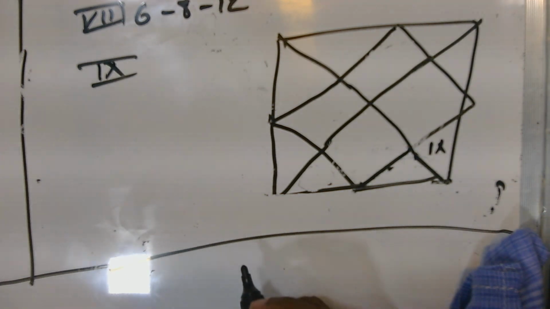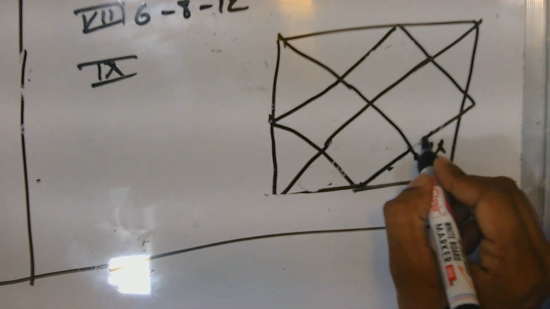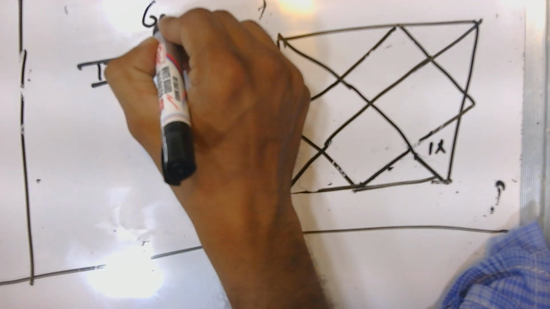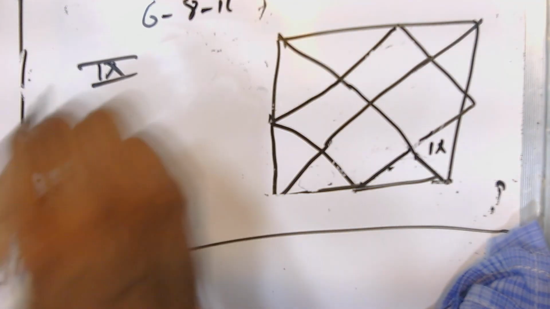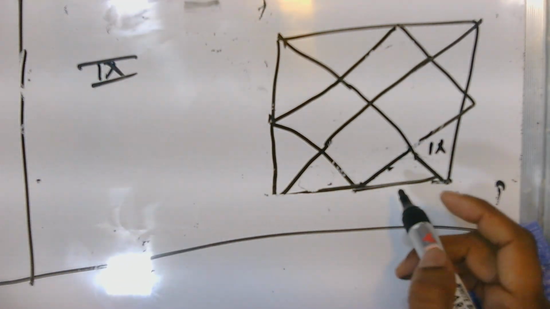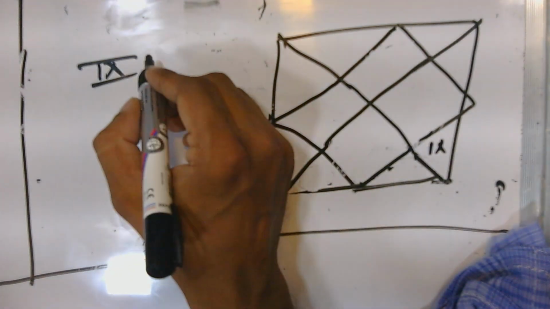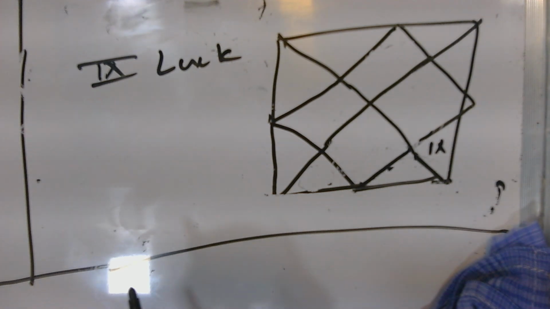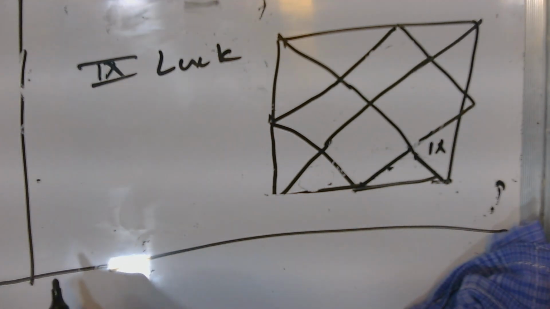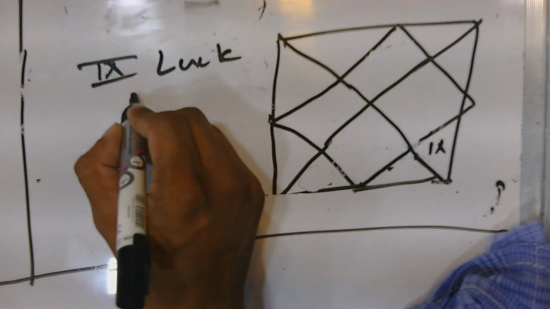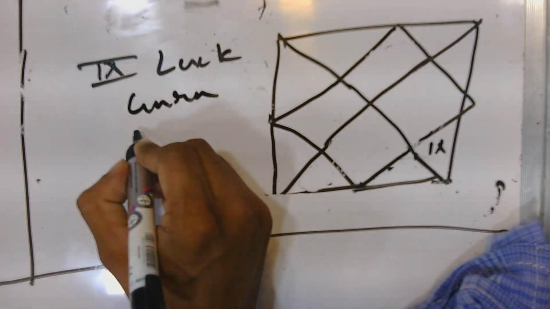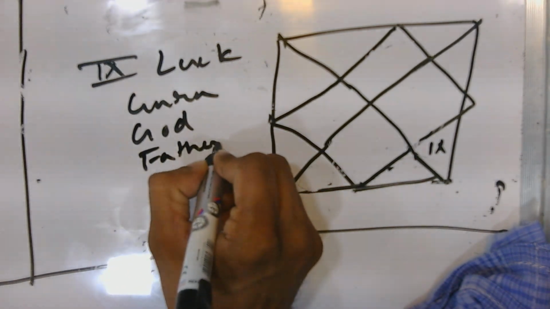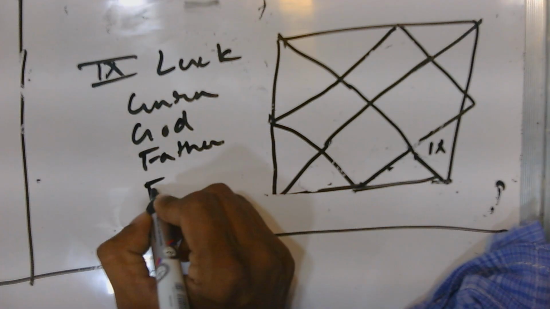We discussed that the eighth house was not considered a good or lucky house because it came under the 6, 8, 12. The ninth house, after the eighth house, is the house of luck. So what are the things which are associated with this house? It is the house of luck, the house of guru, the house of God, it is also the house of father, house of fortune.